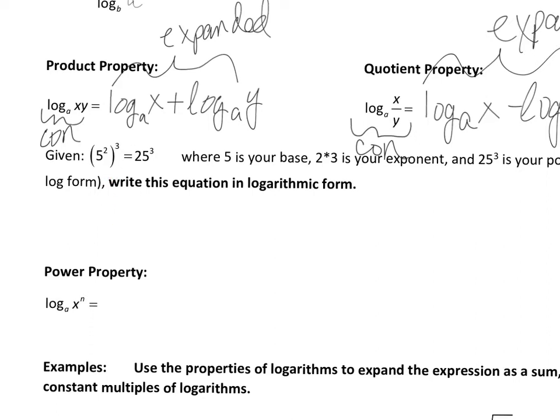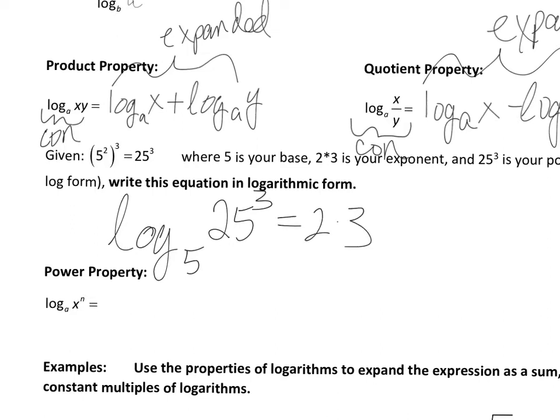Okay, so if we want our base to be 5, we're going to write log of 5, that's our base. Our argument's going to be 25 to the third, that all is in the argument. And then our exponent is 2 times 3. So why did I do that? Well, we know that 2 times 3 is what this all equals over here. So we've got to somehow uncover a 2 and a 3 out of all of this.